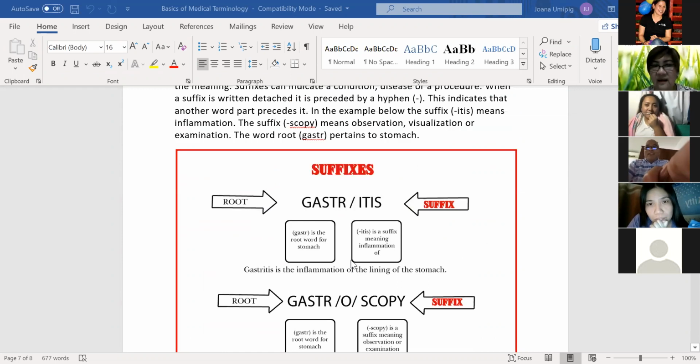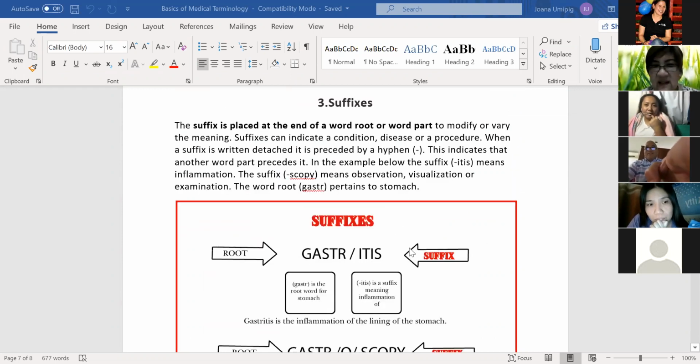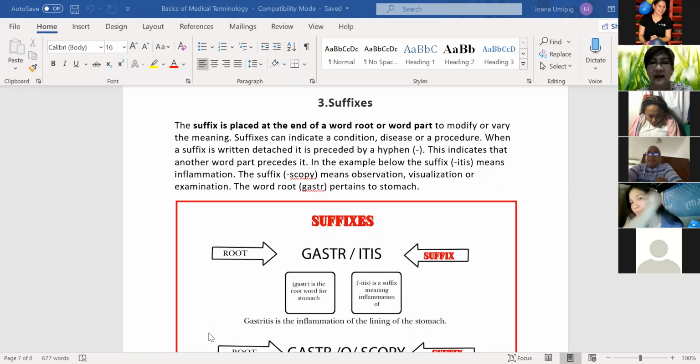Okay, so we'll start with suffixes. Can you hear clearly now? Thank you. The suffix is placed at the end of the word root or word part to modify or vary the meaning. Suffixes can indicate a condition, disease, or a procedure. When a suffix is written detached, it is preceded by a hyphen that indicates the other word part precedes it. Something follows when there is a hyphen. In the example below, the suffix -itis means inflammation.